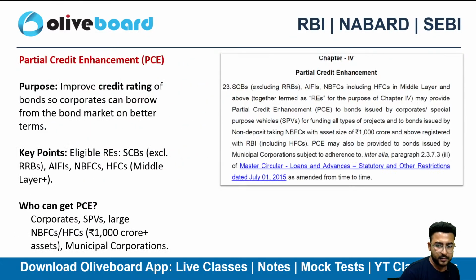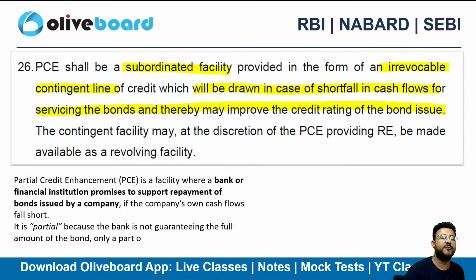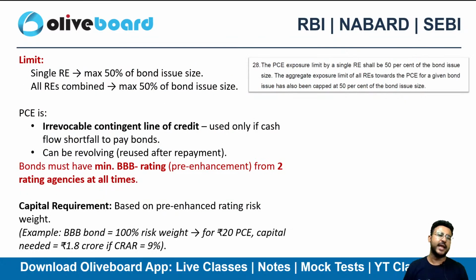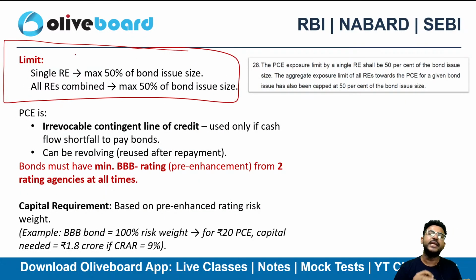There is a limit of partial credit enhancement as well. Please do remember this particular limit. I have already discussed the concept of partial credit enhancement. This is the limit. In case you are a single regulated entity, the maximum amount that you can give as a partial credit enhancement is 50% of the bond issue size.